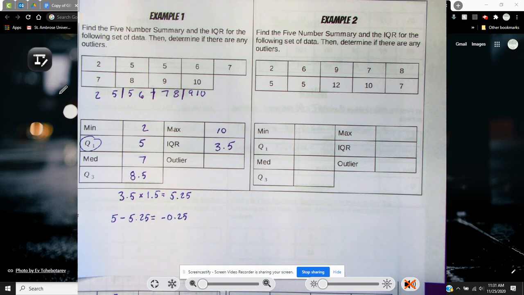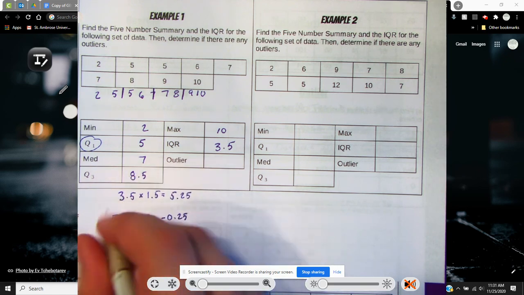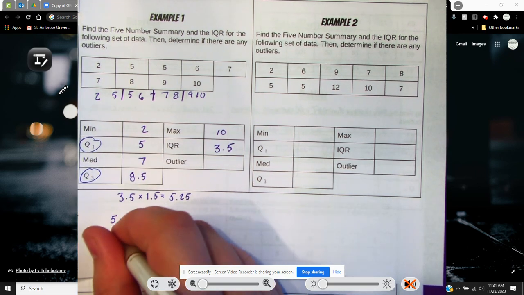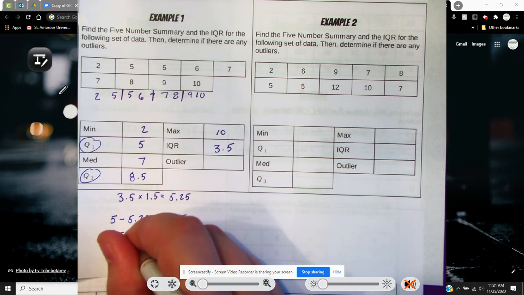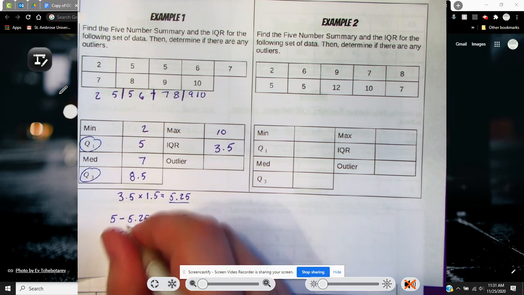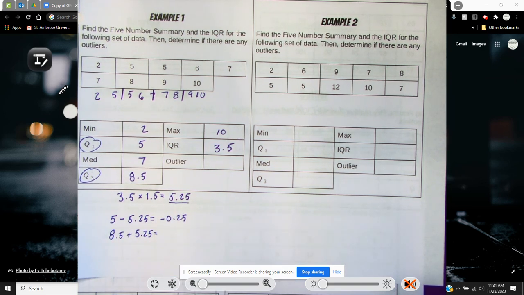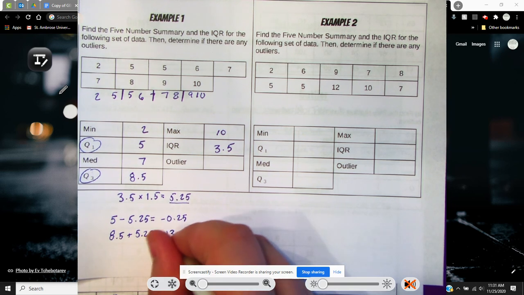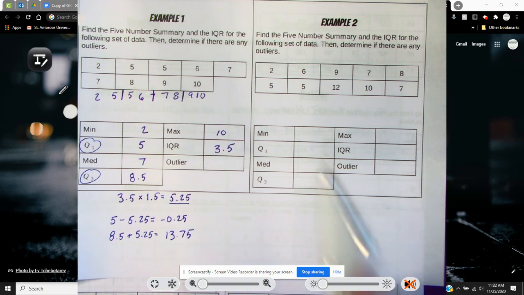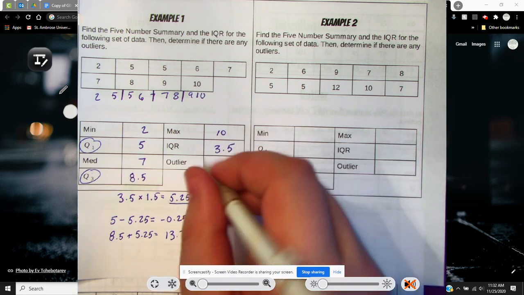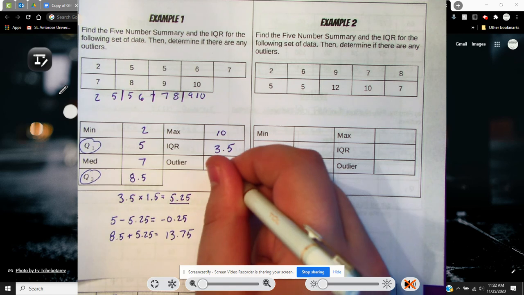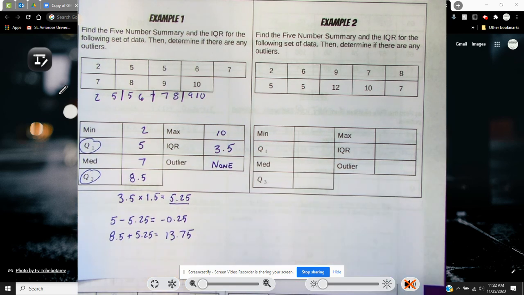Now I'm going to see if I have a large outlier. So I'm going to take the 8.5 plus the 5.25. Doing so, I get 13.75. And looking at the data, I do not have any numbers larger than 13.75. So for outliers, I have none in this problem.